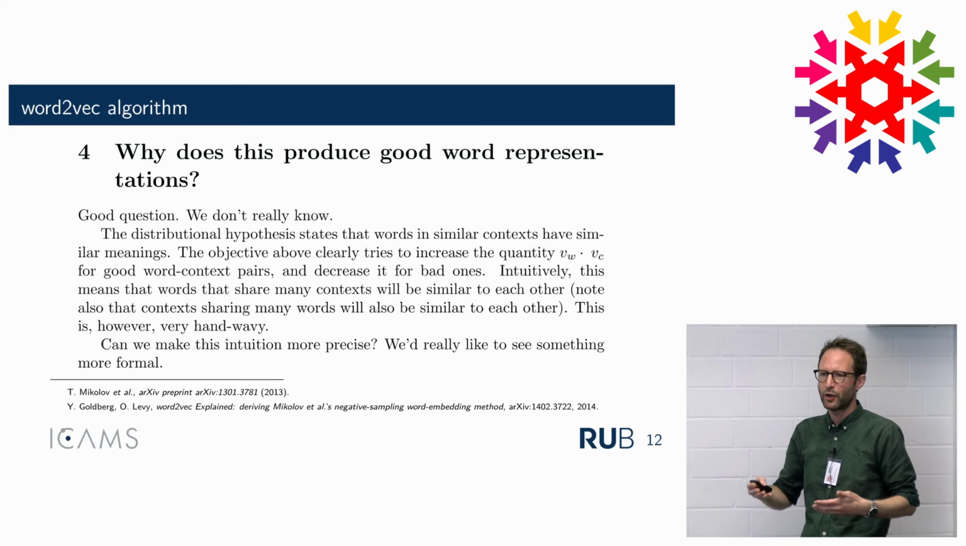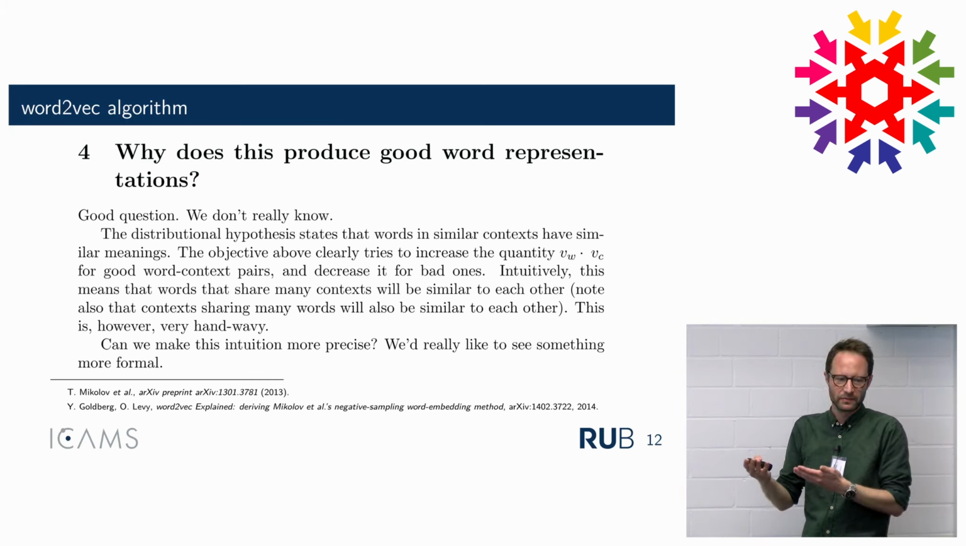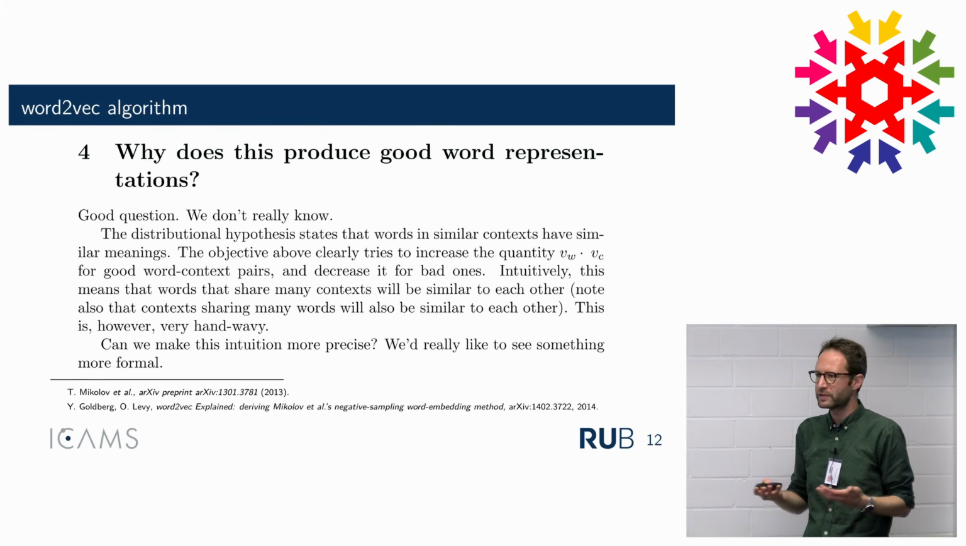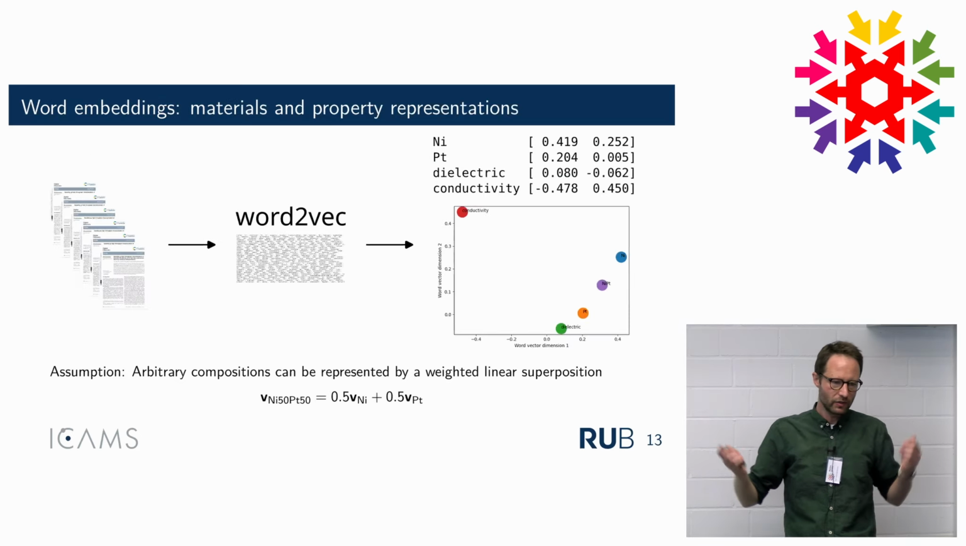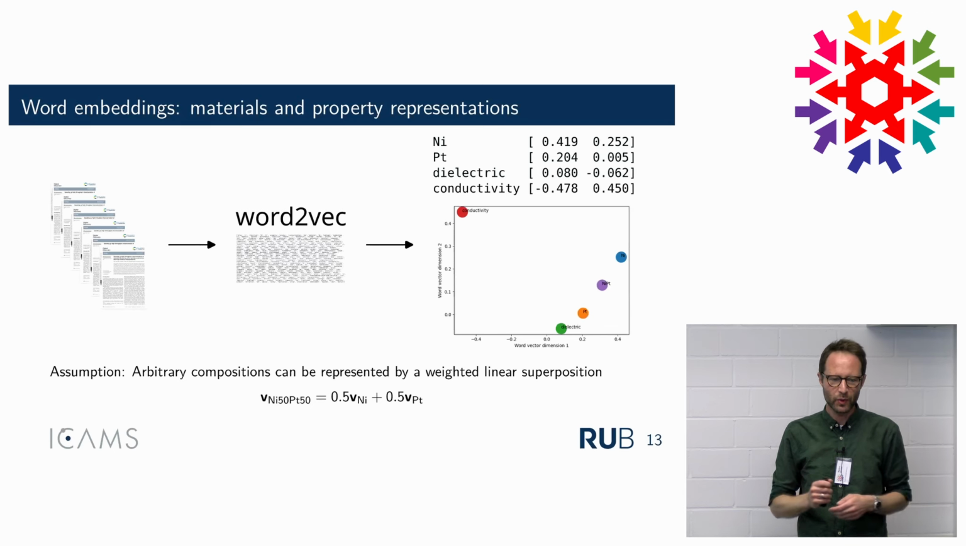It's just empirically known that these embeddings produce useful representations of words that encode somehow correlations. You can see it here. Why does this produce good word representations? We don't know. I also cannot tell you. I can just tell you it works quite well.